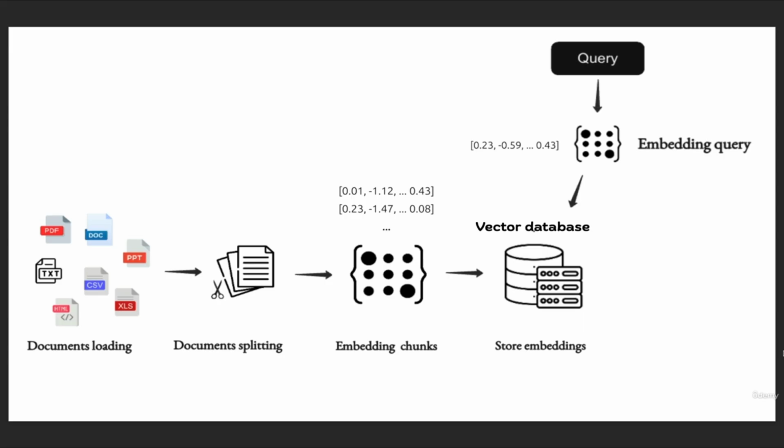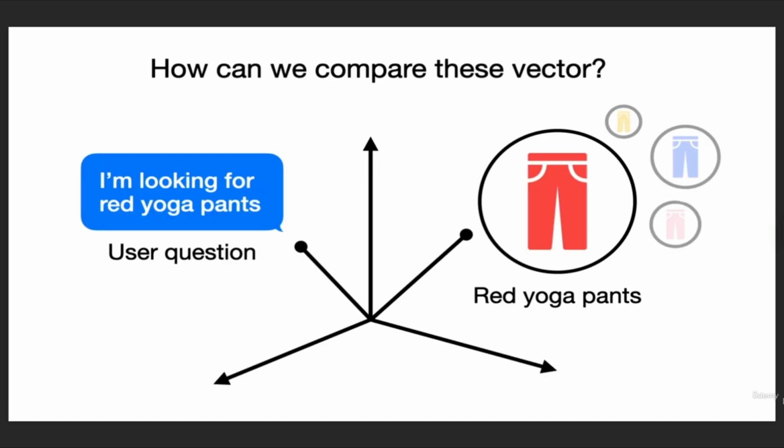We convert that question into a vector. Then we ask the database, which chunks of our documents have a vector closest to this one? The database compares how close the meaning is and returns the most relevant matches, even if they use totally different words. To compare meaning, it uses math, specifically something called cosine similarity.